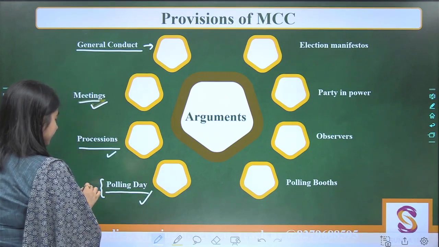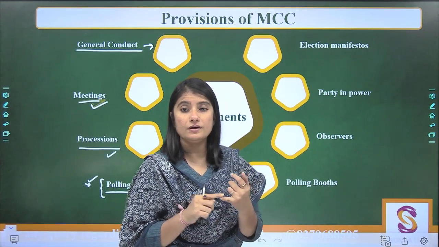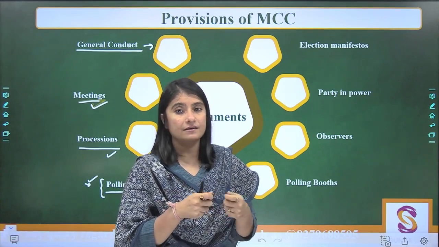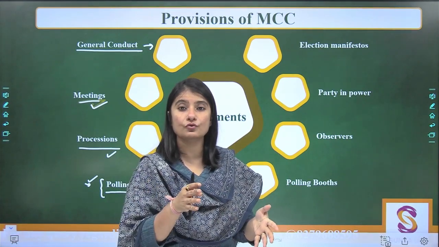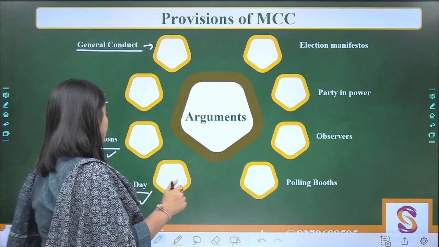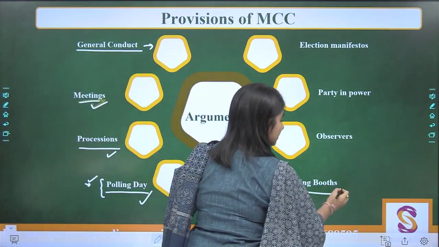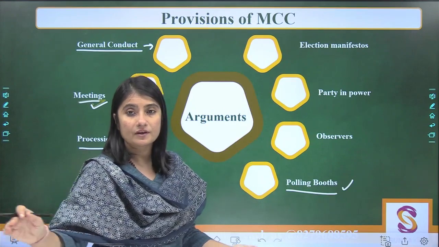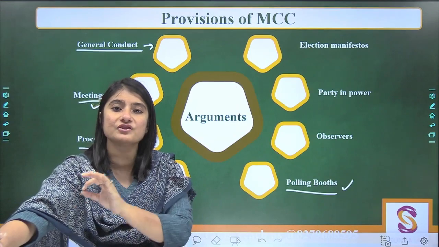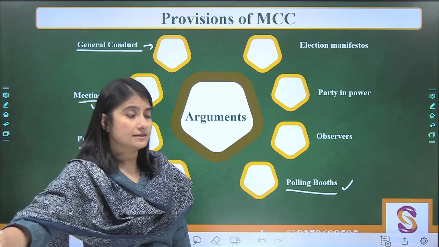So on the polling day, what happens? People are not allowed to print objectionable material and distribute leaflets. They are not allowed to have unsanctioned ads in print media. So on the polling day, no one is supposed to influence the voters. Now when we talk about polling booths, the same thing. Only registered voters are allowed to enter the polling booth, and the administrative machinery that is ensuring the elections are happening.